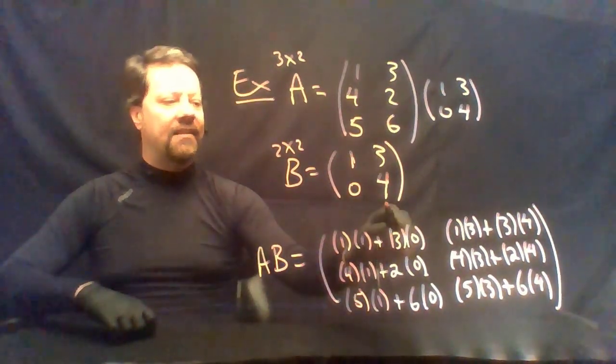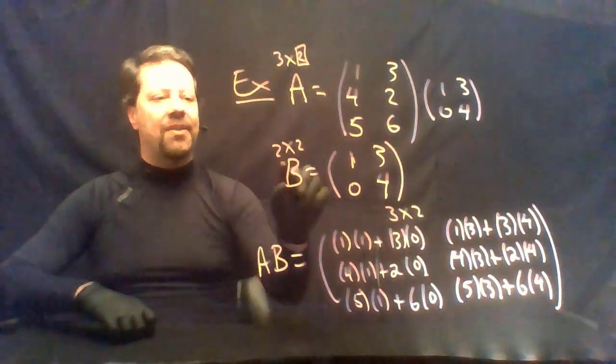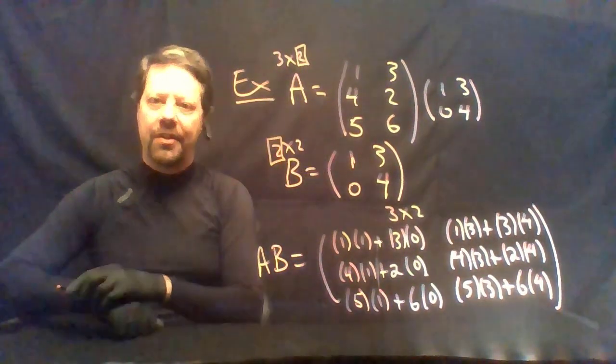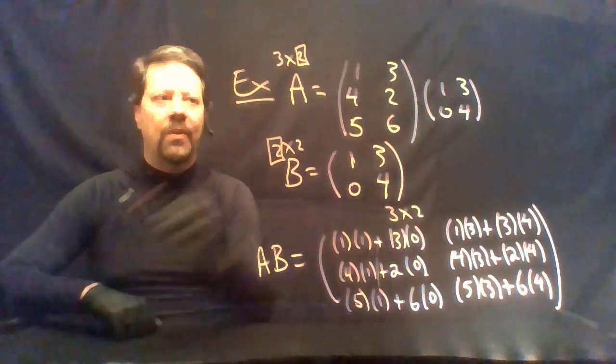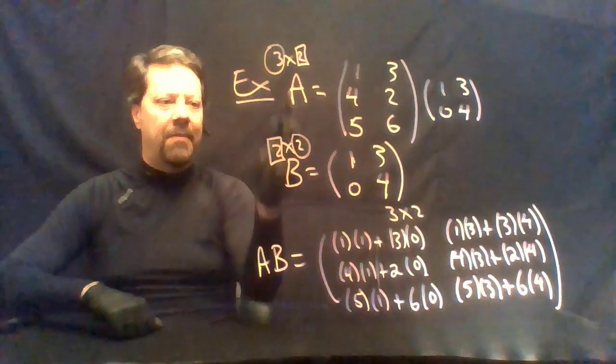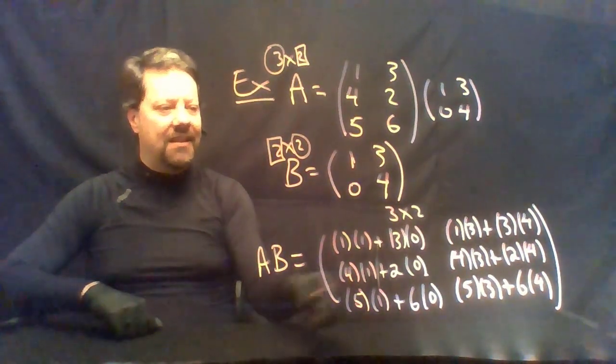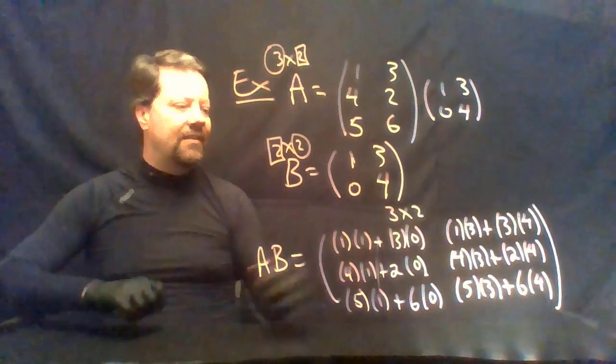Notice that I get a 3 by 2. These numbers have to match in order for the product to be defined. What you get will be a matrix of the order of M by N, the outer two. Let's continue on with this computation.